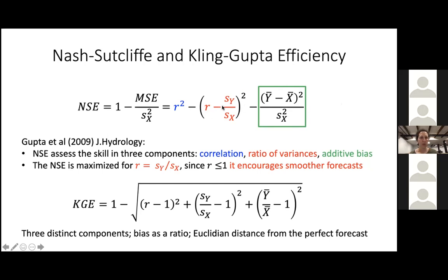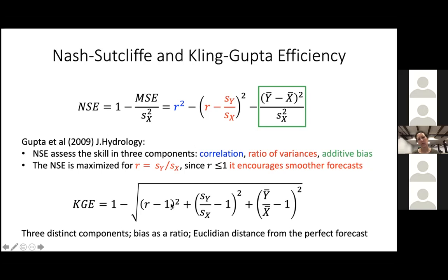And another thing that they showed is that the term in red, essentially, is maximized when the ratio of the variances is equal to R. And because R is the correlation, and the correlation is usually less than or equal to 1, this means that it encourages smoother forecasts, because when the correlation is less than 1, the forecasts have less variance than the observations.